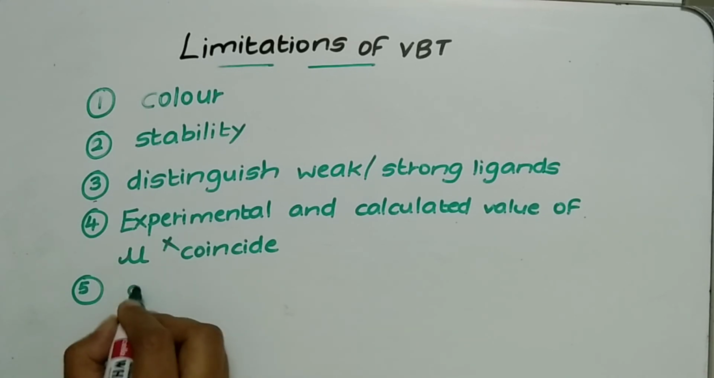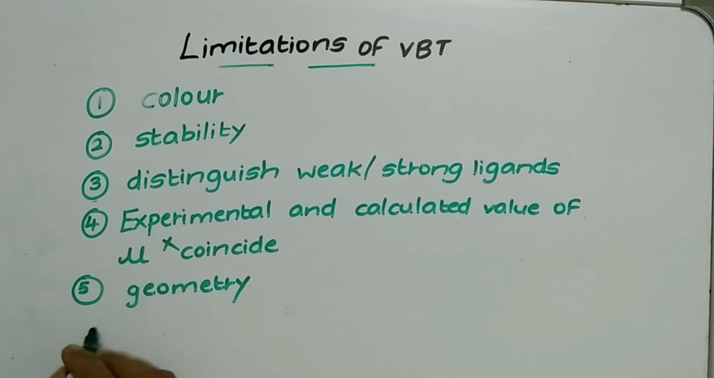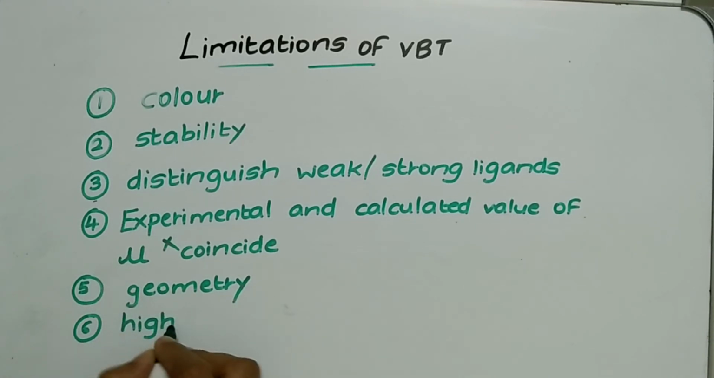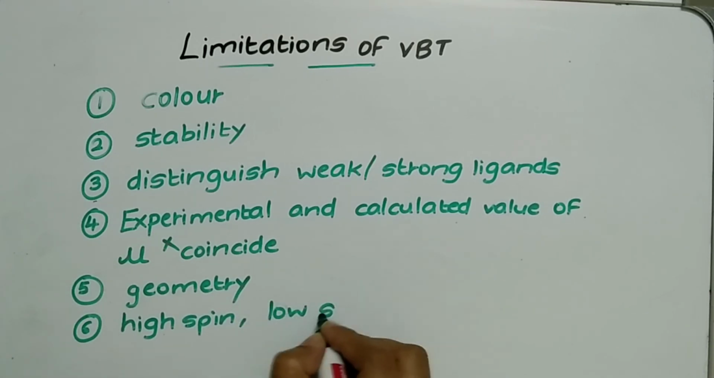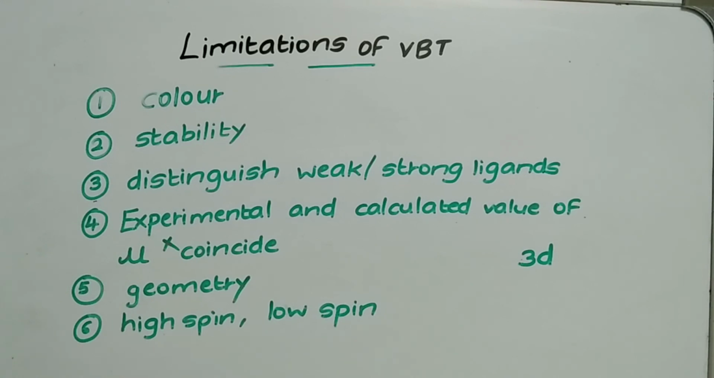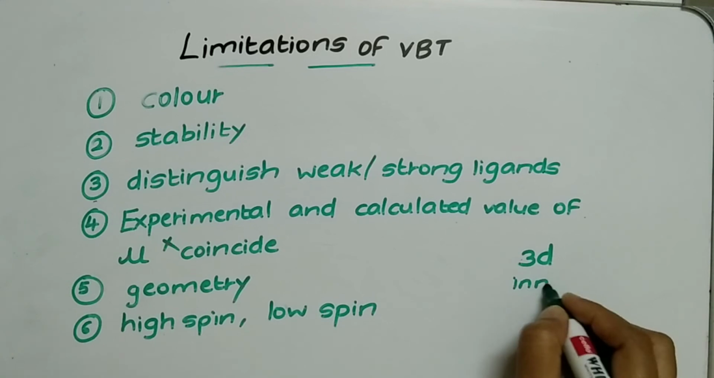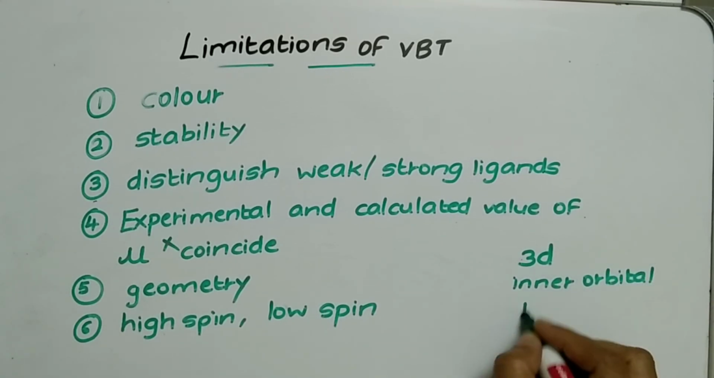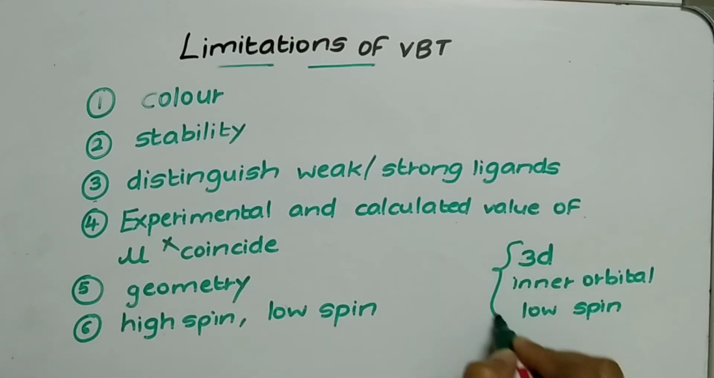Next, it did not explain the geometry of the complex, whether the geometry is octahedral or tetrahedral. Then it does not explain why some complexes have high spin and why some have low spin. As I told you earlier, if the 3d orbitals are used for hybridization, then it is an inner orbital complex, also called a low spin complex. If 4d orbitals are used in the hybridization, then it is an outer orbital complex, also called a high spin complex. So why is it like this? For a few compounds it is low spin, for a few it is high spin, and this was not explained by VBT.